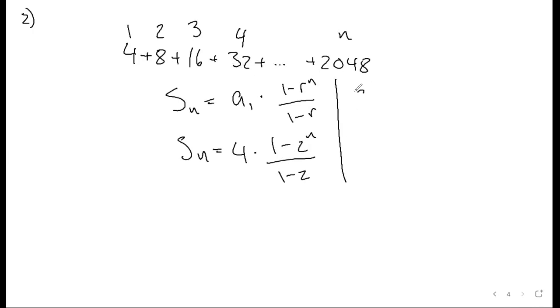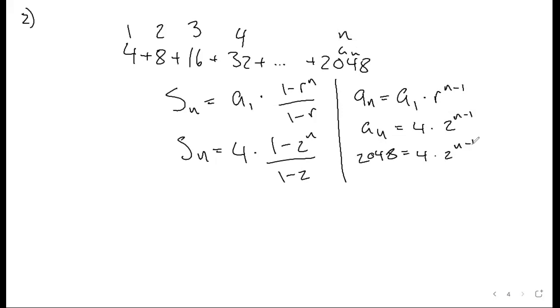Well, I know that a sub n for a geometric sequence is a sub 1 times r to the n minus 1. And this I did prove, I derived this. So a sub n is equal to 4 times 2 to the n minus 1. I know this is a sub n, so plug that in: 2048 is equal to 4 times 2 to the n minus 1. And what is that?